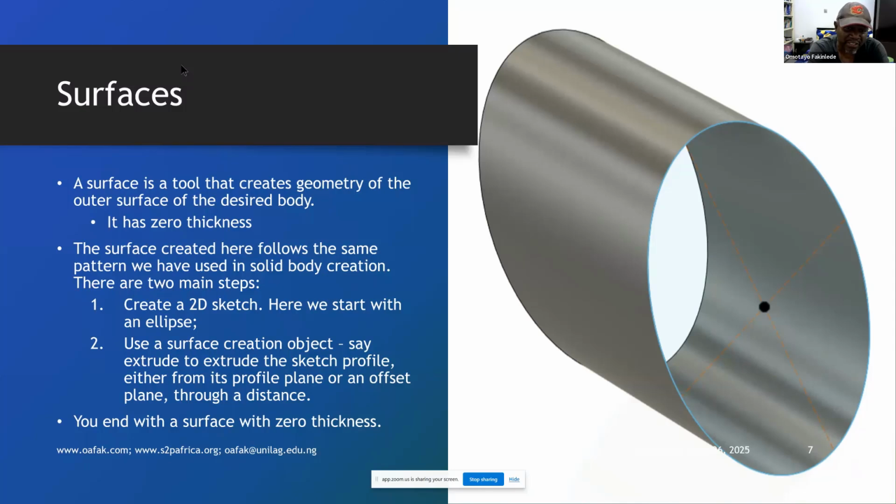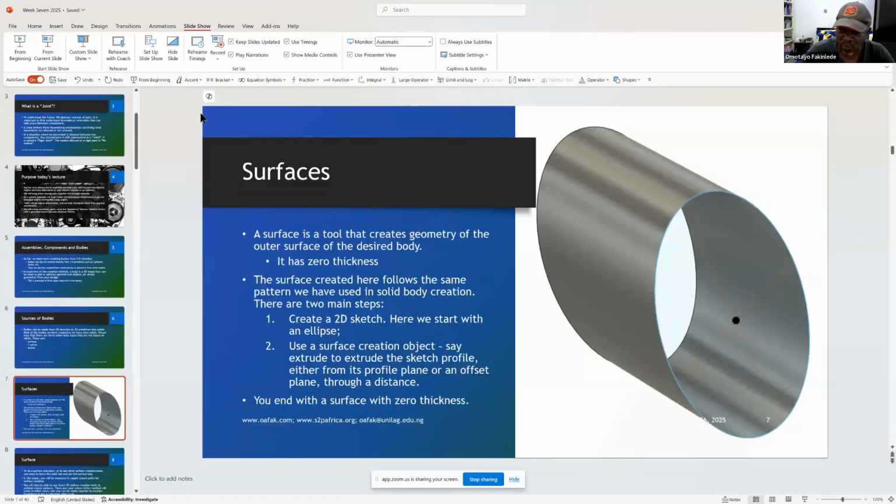You create a 2D sketch. We start with an ellipse, use a surface creation object, say the extrusion, to extrude the sketch profile, either from its profile plane or from an offset plane through a distance, and you end up with a surface with zero thickness. I'm so tempted to just go to my Fusion 360 and do a demonstration of this straight away so that you can see how it works.